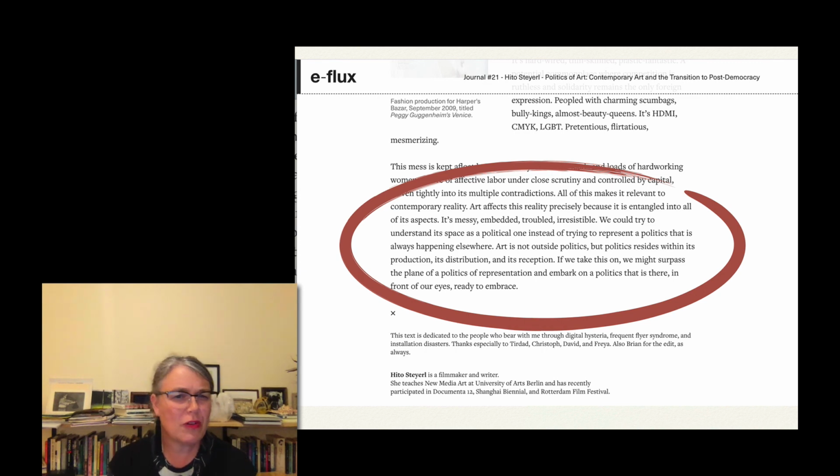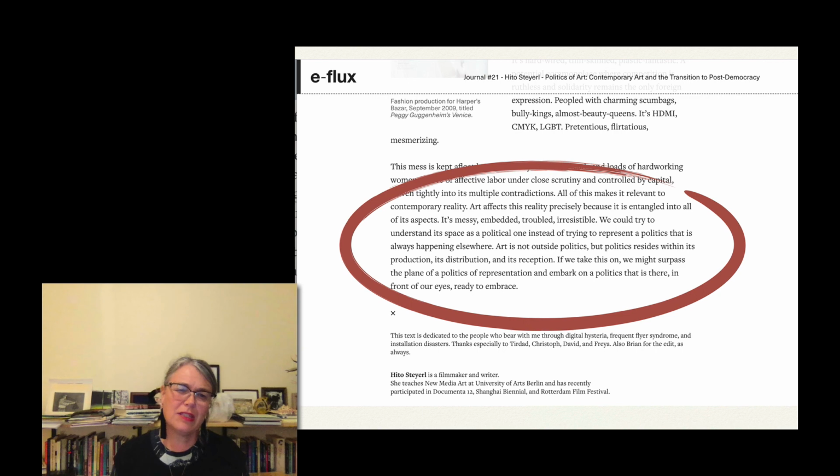She says we could try to understand its space as a political one instead of trying to represent a politics that is happening elsewhere. Art is itself political. It's not outside of politics. Politics resides within the production and distribution and reception of contemporary art. And as she says, if we embrace this, we might be ready to move forward and move on to whatever this future is that's coming.